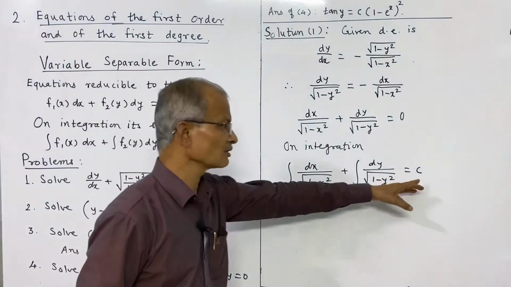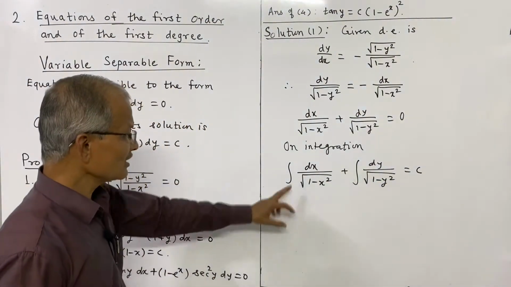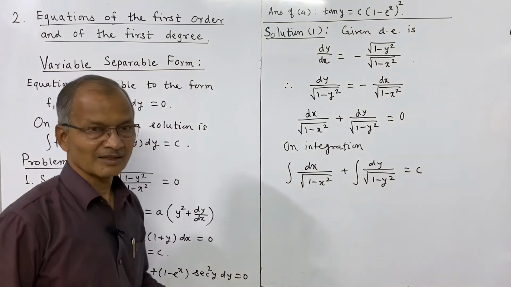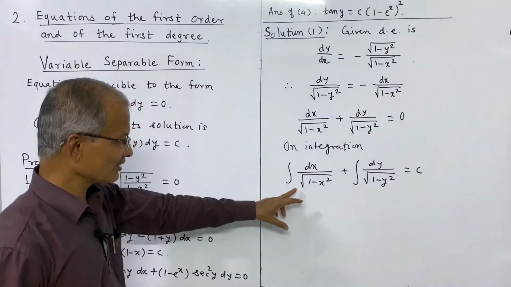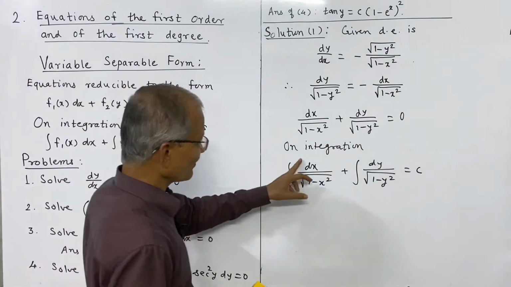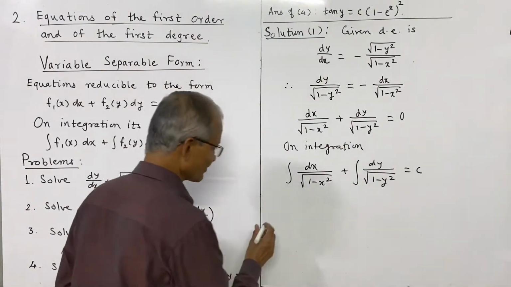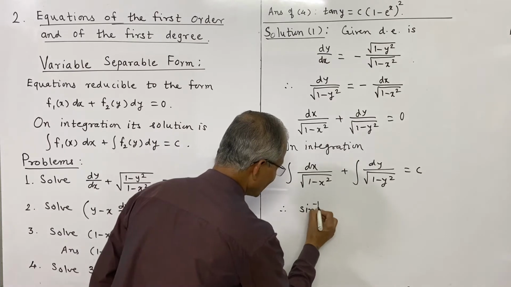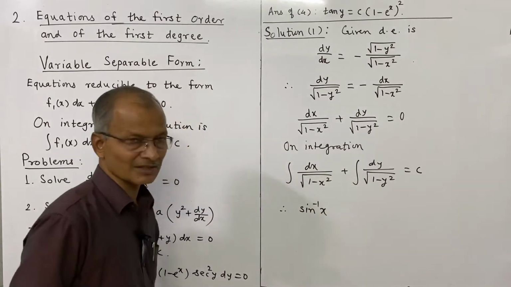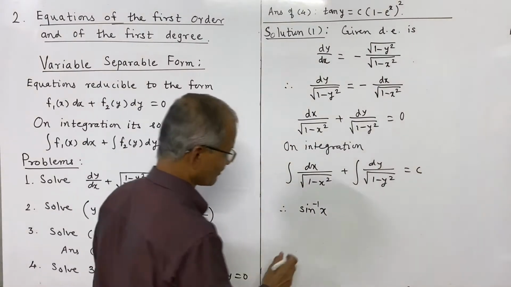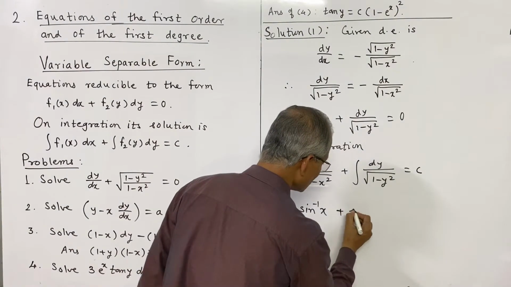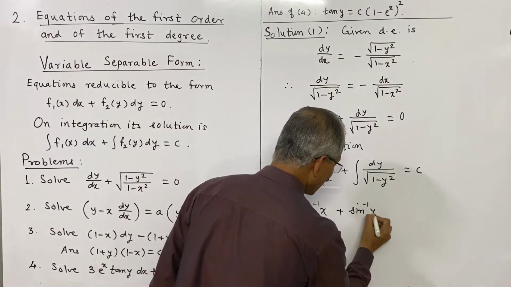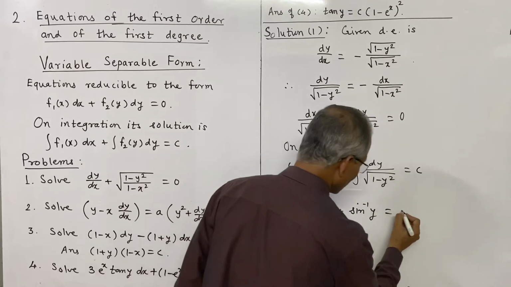We have written the constant on the right side. Now what is the integration of this expression? It is a direct formula or standard result. Integration of dx divided by root of 1 minus x square is sine inverse x, since the derivative of sine inverse x is 1 upon root of 1 minus x square, and plus similarly sine inverse of y, and this is equal to c.